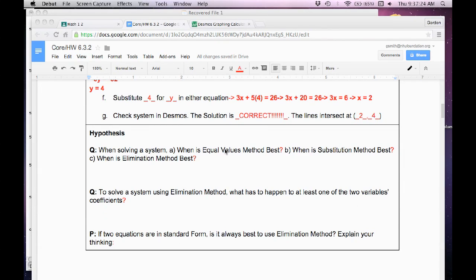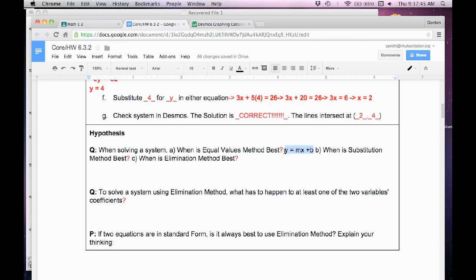All right, we're going to take a look at the hypothesis from 6.3.2. When solving a system, A, when is it best to use equal values? When is equal values method best? Equal values is when you have both in y equals mx plus b, because the y is alone, so you can set the mx plus b's equal to each other.